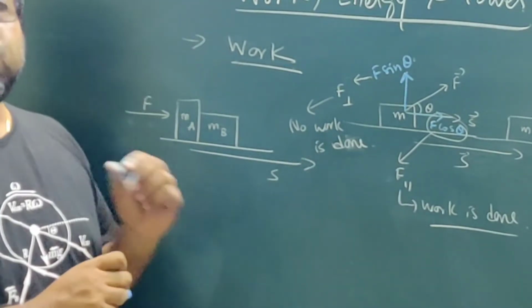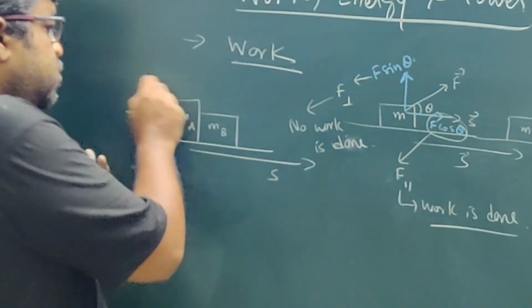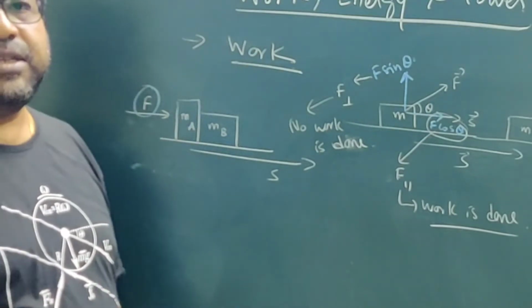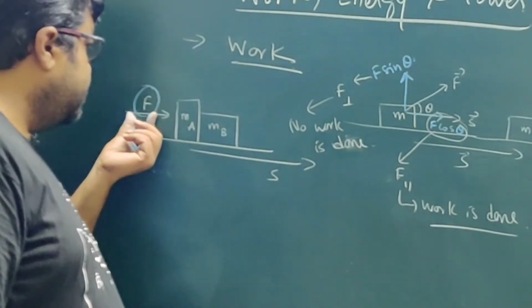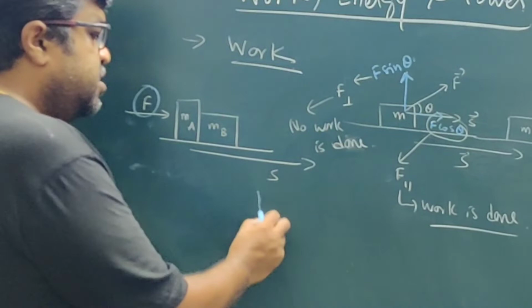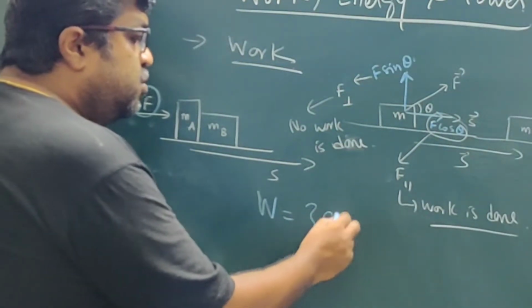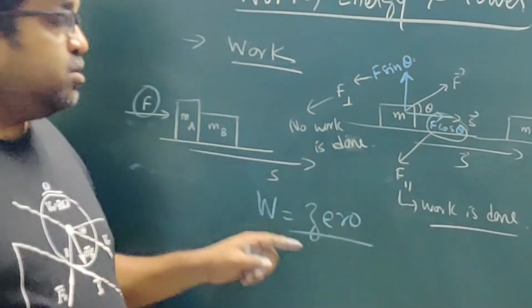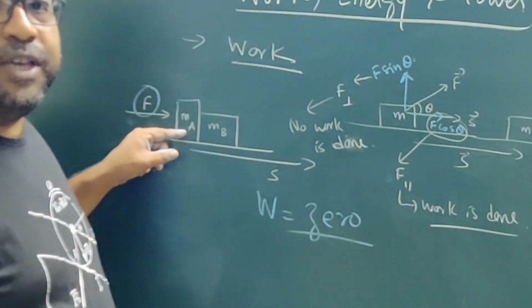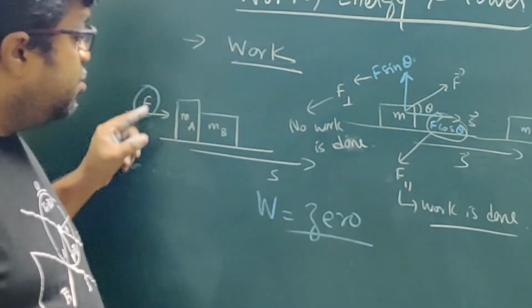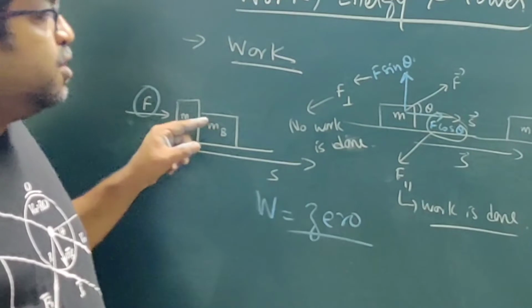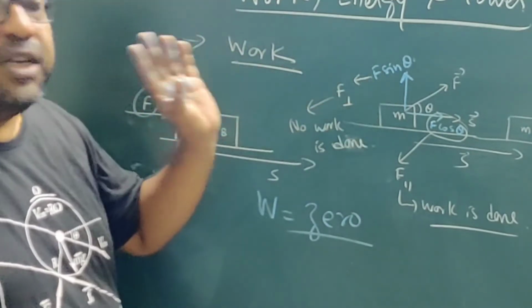Now, the question was, what is the work done by this force on mass MB? So, in this case, work done will be how much? It will be 0. Why? Because this force is acting on this block of mass MA. It is not acting on this block. So, this is the condition for work done.